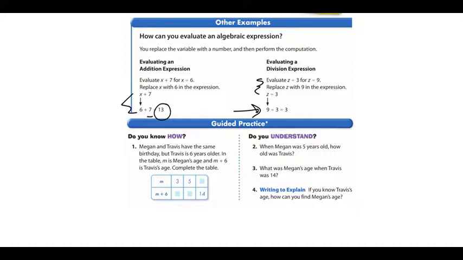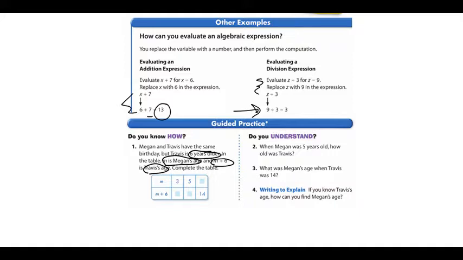All right, let's look at number 1. Ready to write down number 1? It says, Megan and Travis have the same birthday, but Travis is 6 years older. I'm going to circle that. That's important to know. He's 6 years older. In the table, M is Megan's age, and M plus 6 is Travis's age. Complete the table. This is another one where we're going to use patterns.